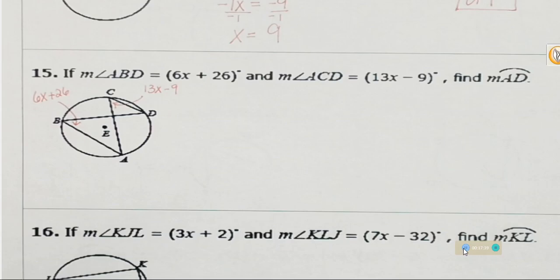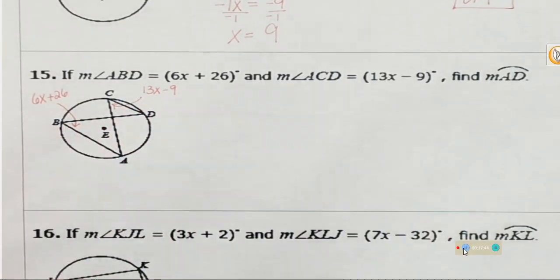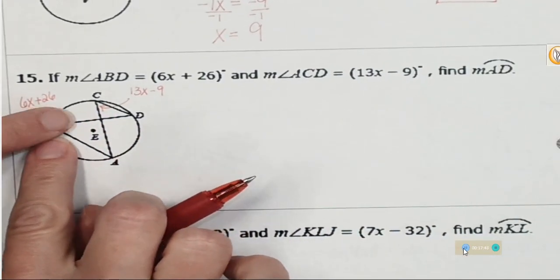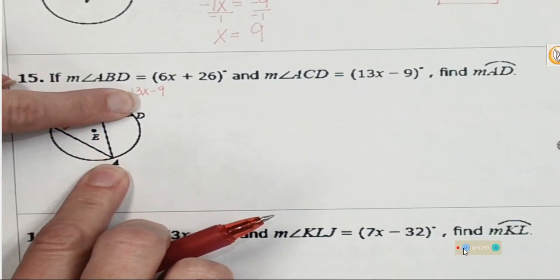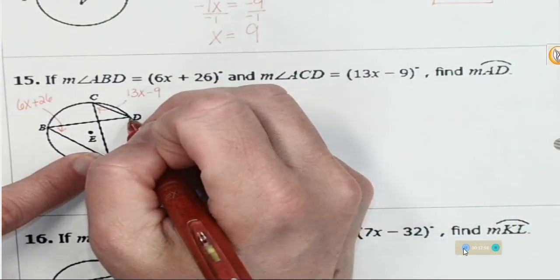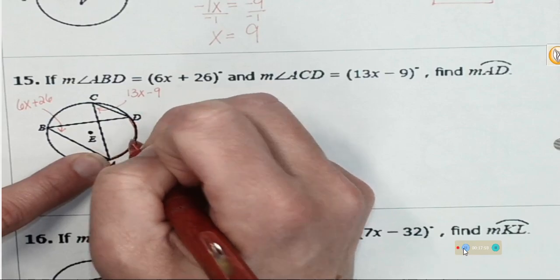I don't know. So, I want you to look at, these are two angles. So it's definitely not half of an arc situation. This angle opens up to what arc? AD. Okay. This angle opens up to what arc? AD. What does it mean if they both open up to the same arc? They're congruent.